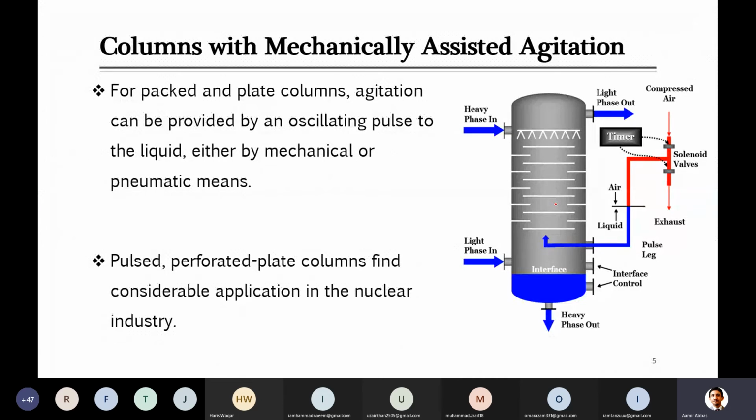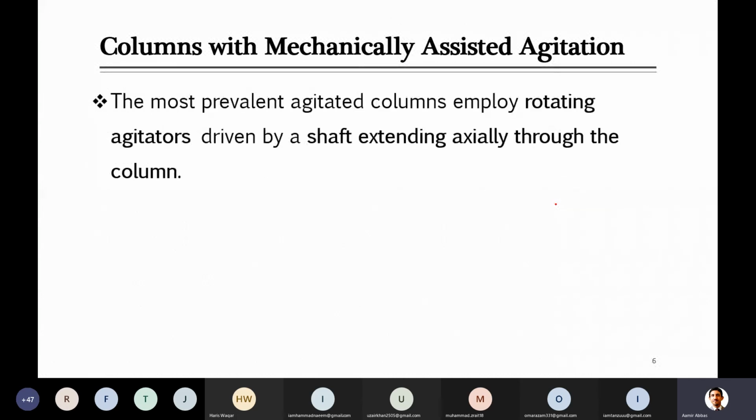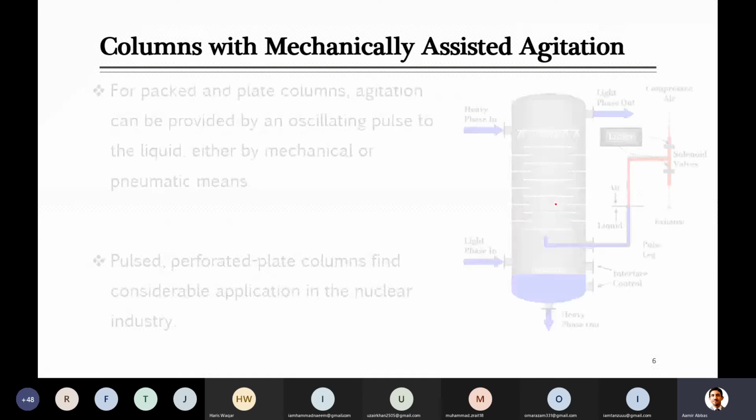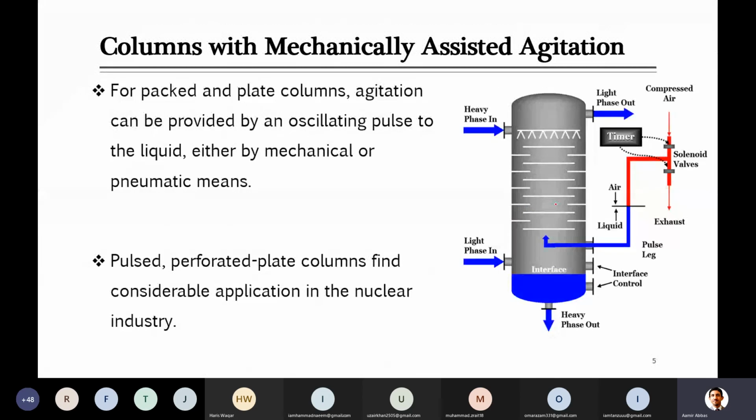That has considerable application in the nuclear industries, where if you are going for liquid-liquid extraction, they are widely used. So this is something we have already talked about, like plate columns or tray columns, and if you have to increase the agitation, if you have to increase the mass transfer in those equipment, you can use pulsing as one of the ways.